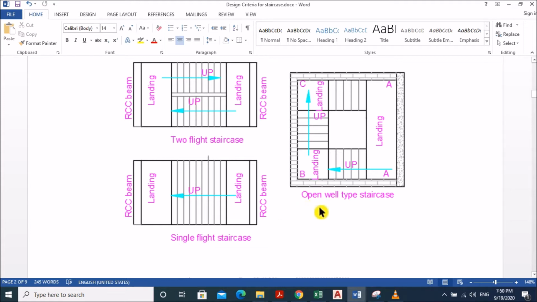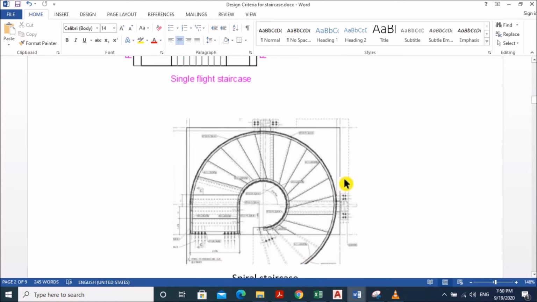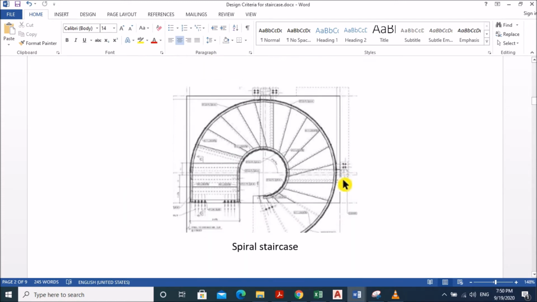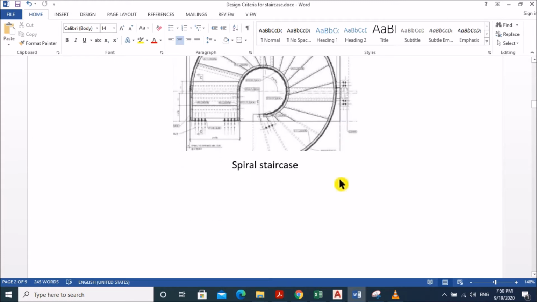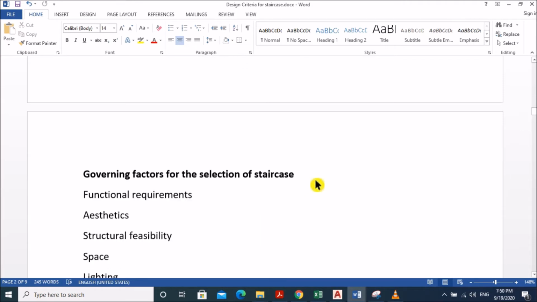Another is the open well type staircase, in which two landings are provided in between a story, and three flights exist in this type of staircase. Another commonly used type of staircase is the spiral type of staircase. I will demonstrate how to design each and every type of staircase in upcoming videos.